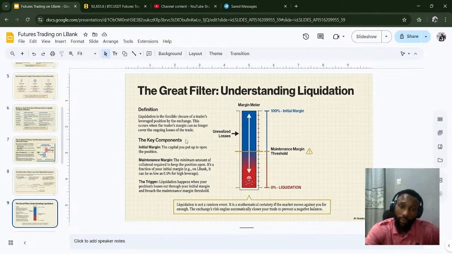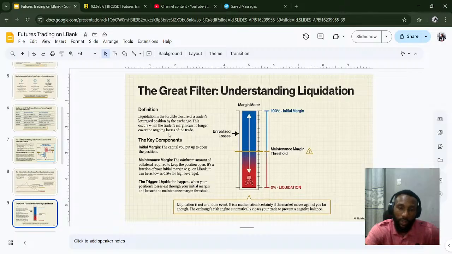When you lose your money, you put your money inside a trade and you lose it. That is it. So forget all this English I'm speaking here. Do you understand? This occurs when the trader's margin can no longer cover the ongoing losses of the trade.